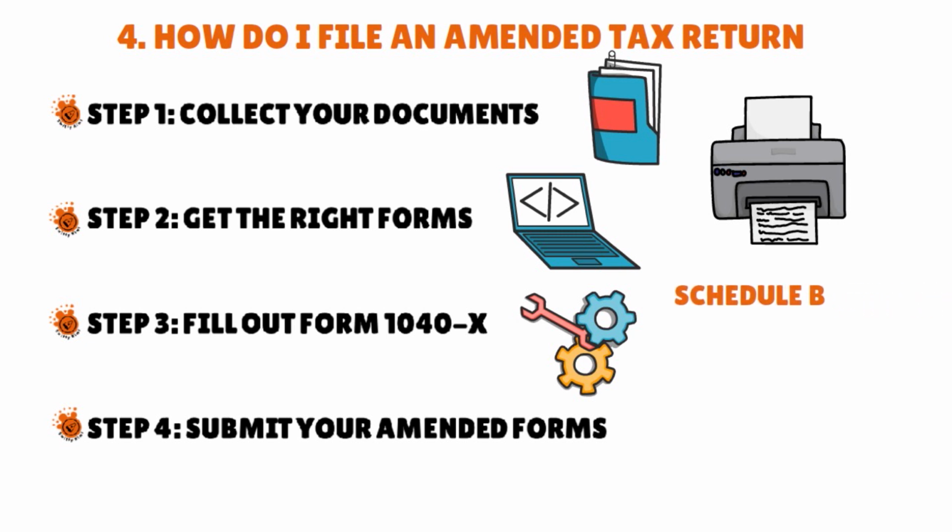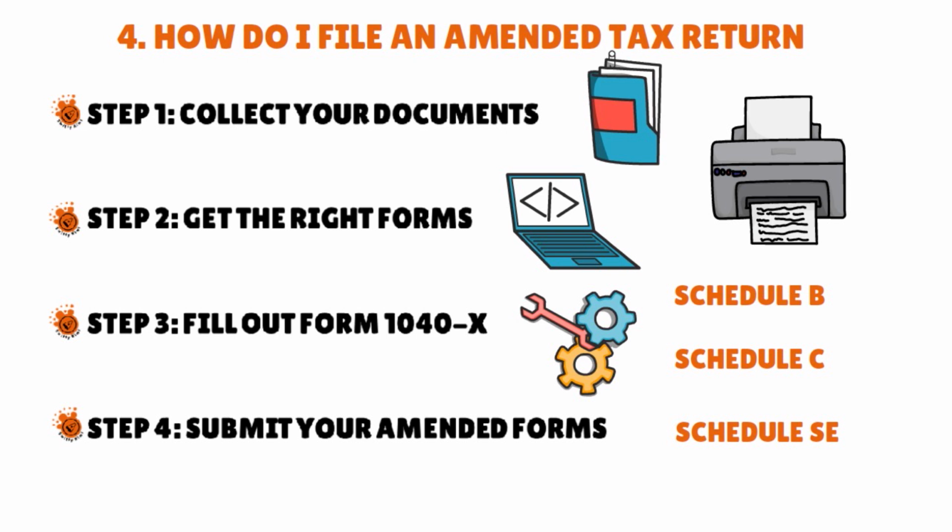And changes to revenues or expenses from a trade or business will require Schedule C and Schedule SE. Updating your capital gains and losses will also require Form 8949 and Schedule D, and so on and so forth. All right, so you get the point here.